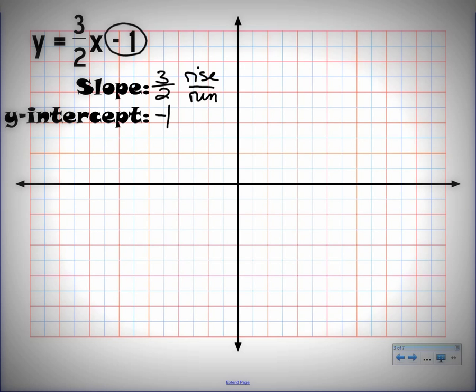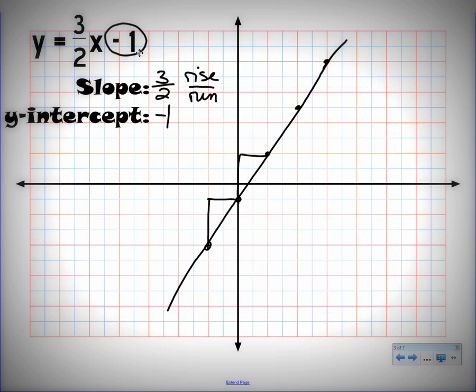So now I can see that I rise 3 and I run 2. So let's plot this graph. Again, start with your y-intercept, -1, and then rise 3, run 2. So I'll come up 3 and I'll run 2. I'll do this again and again. And then I can even go backwards again. So run -2, rise -3. And I'll connect these dots. And so that's roughly what your graph would look like.